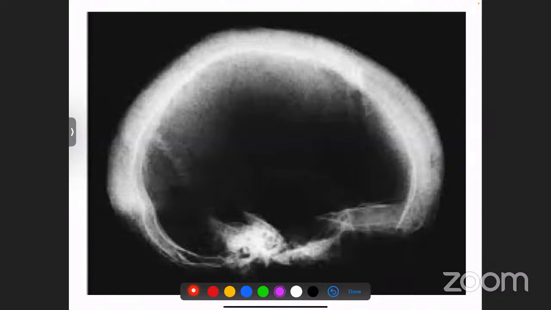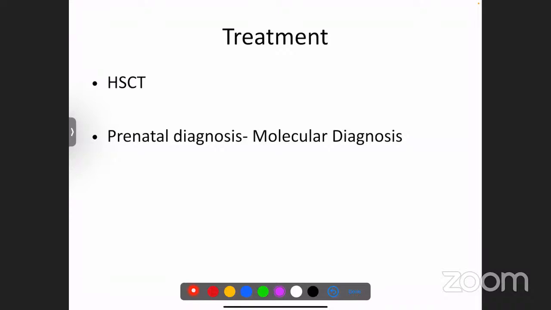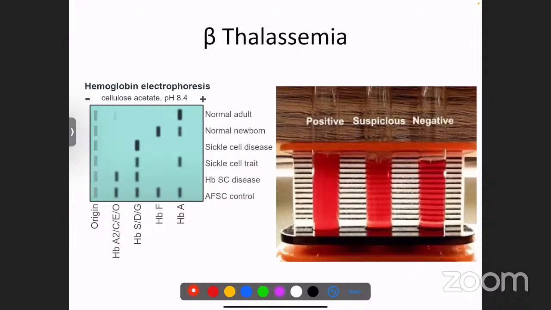And as you can see in this picture, this is a crooked or hair-on-end appearance, which is a classic picture in beta thalassemia major. So what is the treatment of beta thalassemia? It is hematopoietic stem cell transplantation. How do we prevent it? We have to do prenatal diagnosis through molecular techniques. So let's see a little bit on the diagnosis.